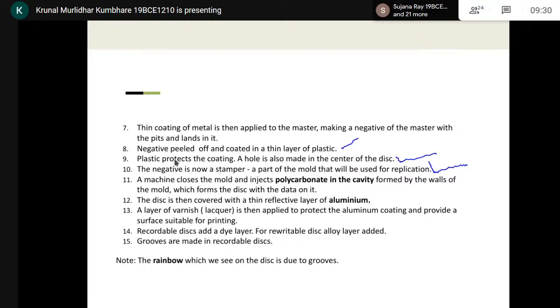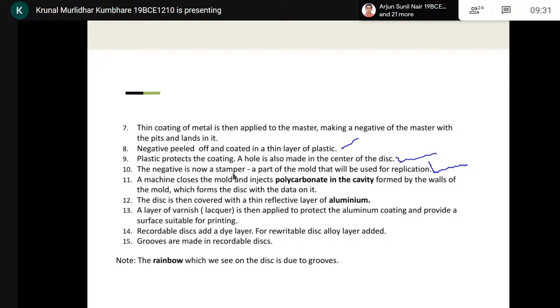Then the machine closes the mold and injects polycarbonate in the cavity. This forms the disc with data on it. Then this is covered with a thin layer of aluminium. This is actually the reflective layer, which reflects the laser beam in the computer. Then a layer of varnish or lacquer is applied for preventing oxidation of the aluminium layer.